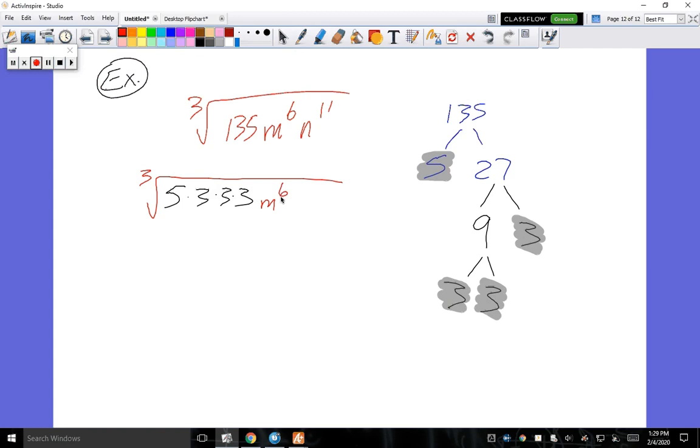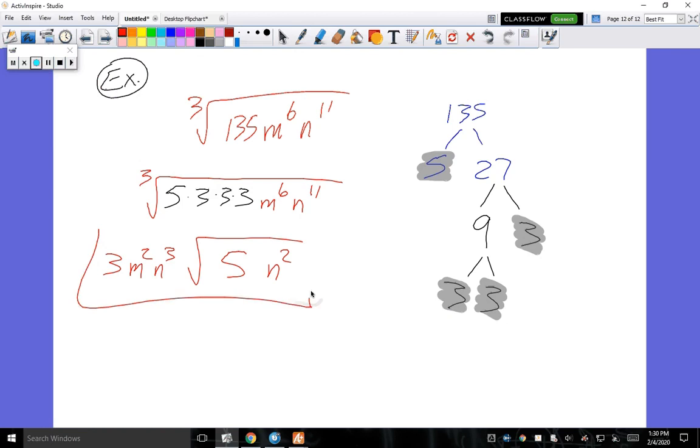I'm not going to write these out. What comes out? The 3. How many m's come out? 2. So m squared. How many n's come out? 3. How many stayed in? How many n's remained underneath the house? 2. Did anything else remain underneath the house? The 5. There's your answer.